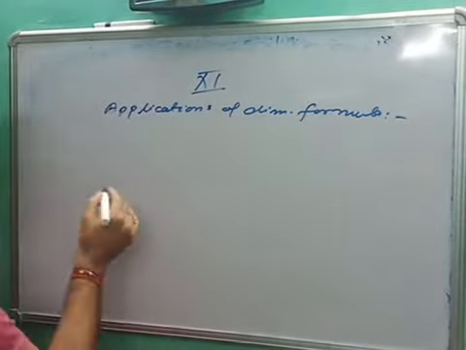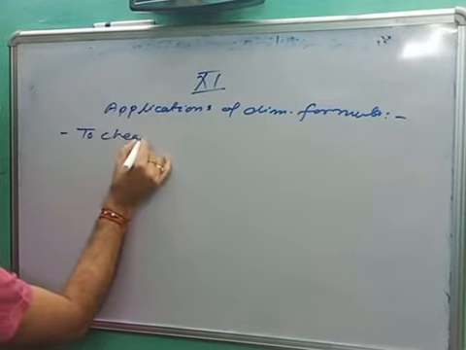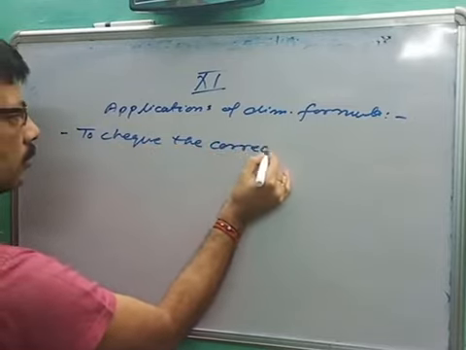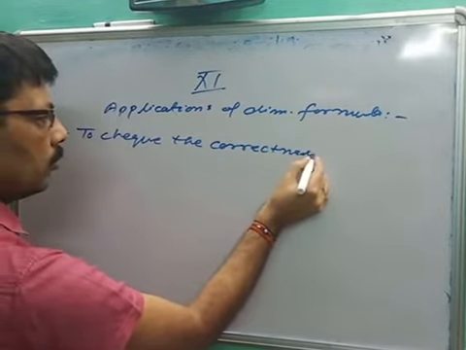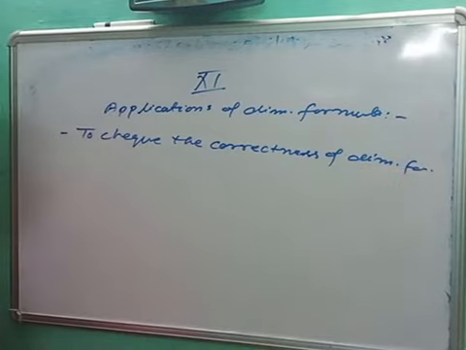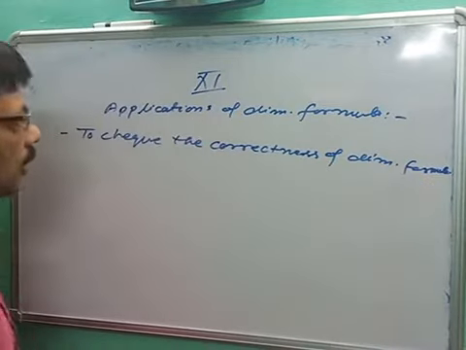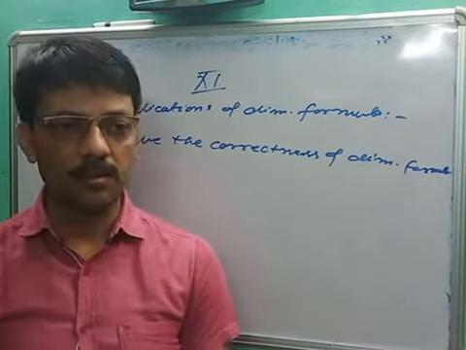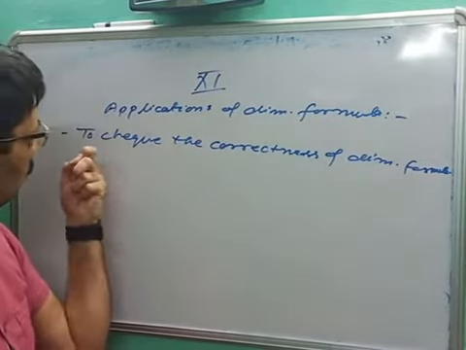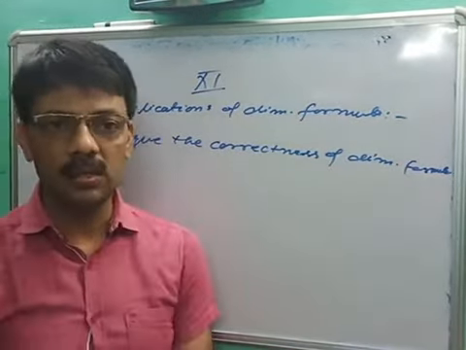So the first application is to check the correctness of a dimensional formula. This is the first application. If you know the dimensional formula, we can check whether a given physical quantity relation is correct or incorrect.